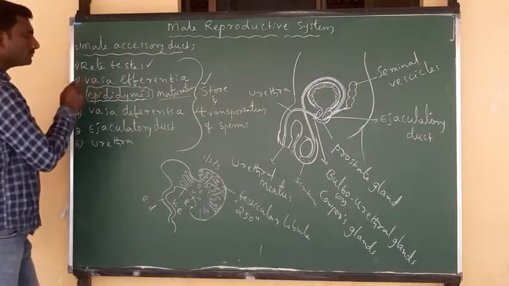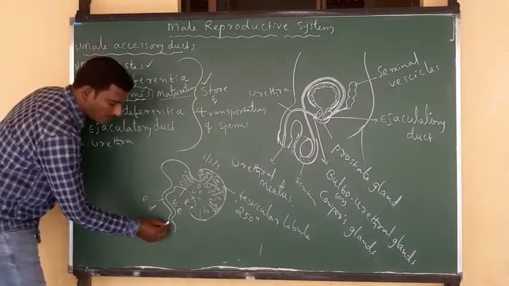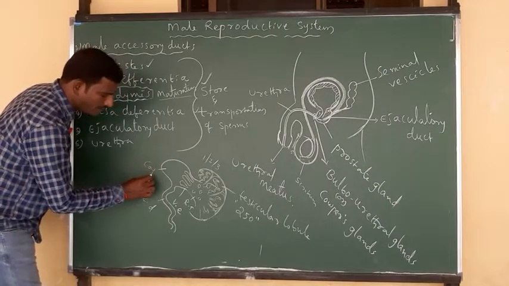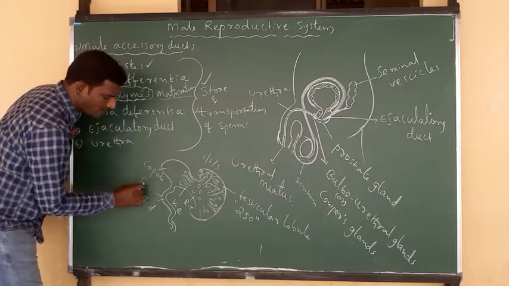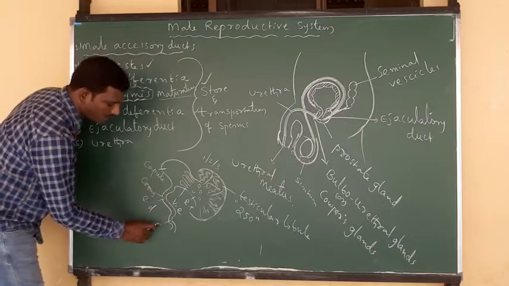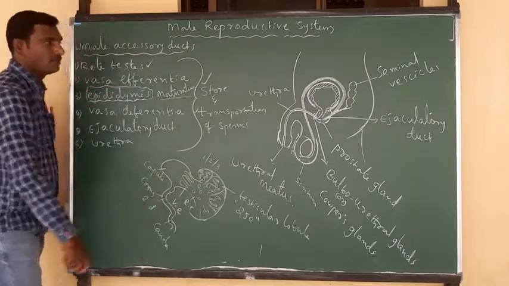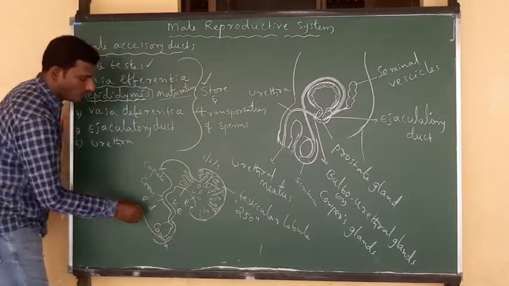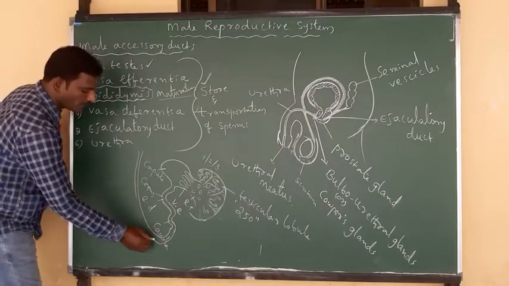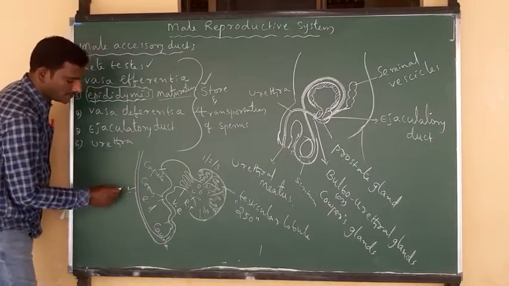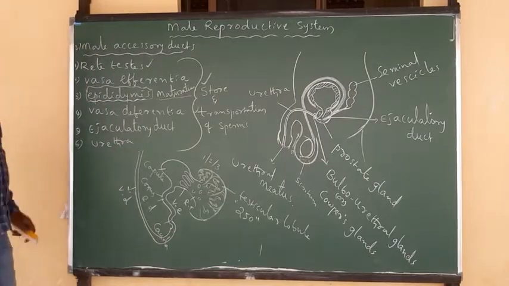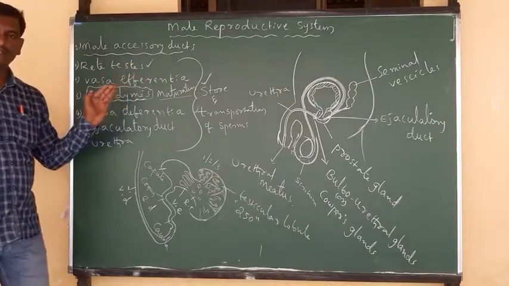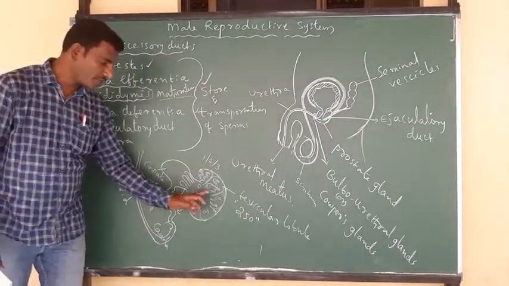Next part, the epididymis. This epididymis is again divisible into 3 parts. This is the caput, this is the corpus, and this is the cauda. Already over. Next, this cauda of the epididymis finally opens into one more elongated tube-like structure. This elongated tube-like structure is called the vas deferens.